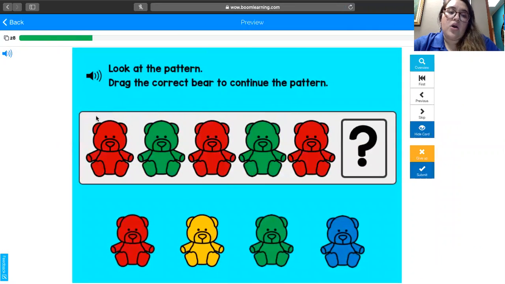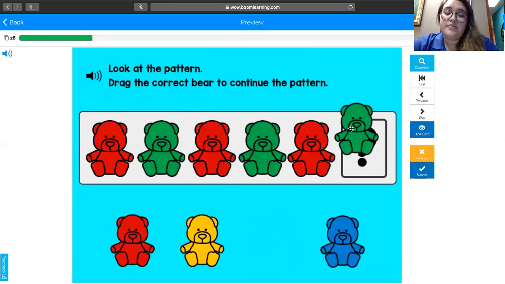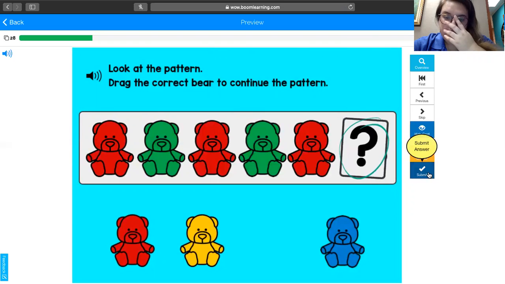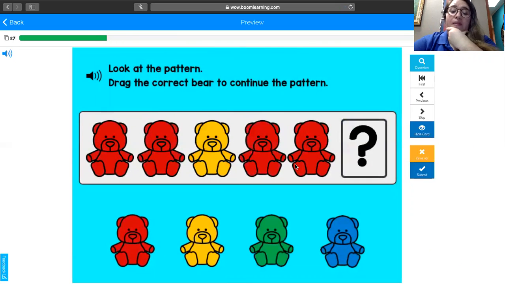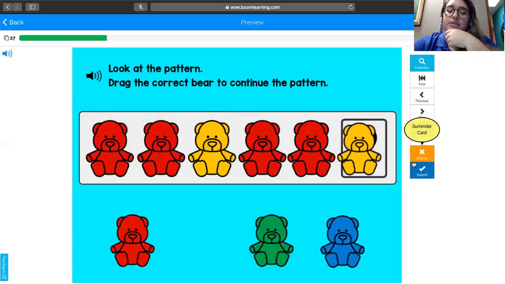We have red, green, red, green. Now we have red, red, yellow. Red, red, yellow. This is an AAB pattern.